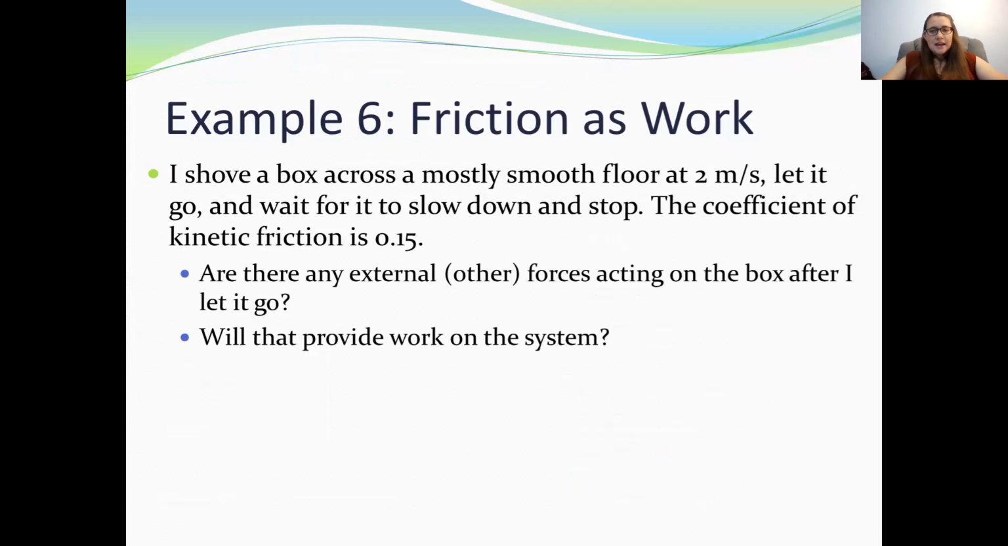Okay. Example 6, friction doing work. So if I shove a box across a mostly smooth floor at 2 meters per second, and then let it go and wait for it to slow down and stop, if we're given here this coefficient of kinetic friction to be 0.15, that means we're dealing with a fairly slippery surface, right? Remember, coefficient of friction, the closer it is to 0, the more slippery the surface is. So we're told that it's a fairly slippery surface, both in words, mostly smooth floor, and in numbers, the coefficient being fairly close to 0.